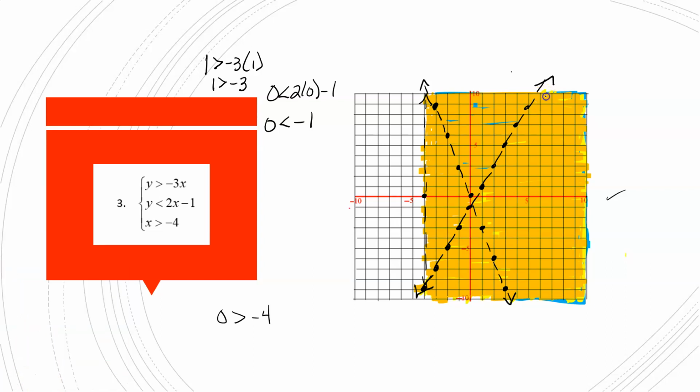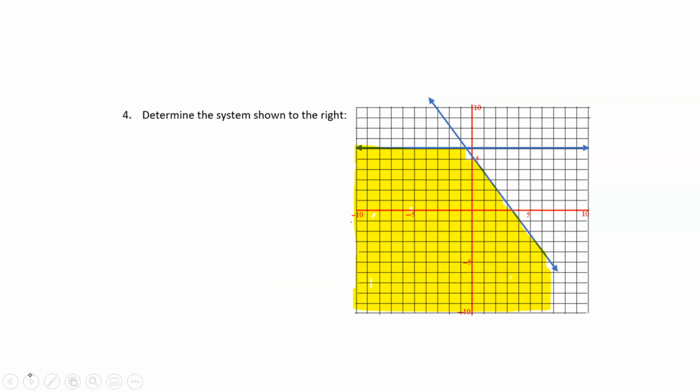All right, so our overlapping section is right there. So that means numbers in there will make all 3 of those work. All right, we have one last thing to do. So we're going to get a system, and we have to figure out what the inequalities are that go with it.